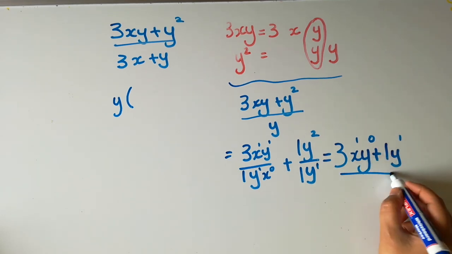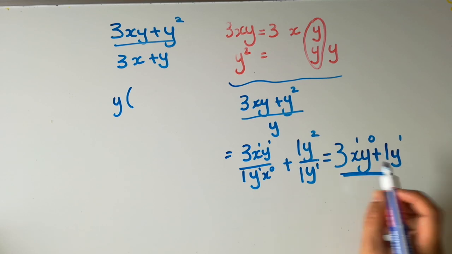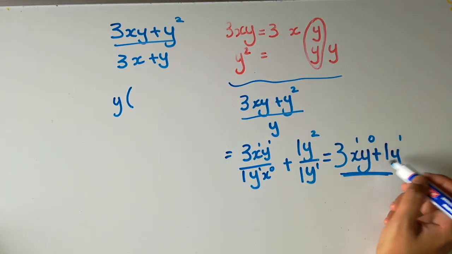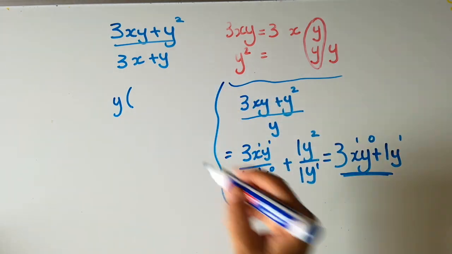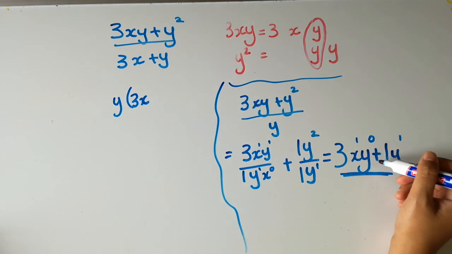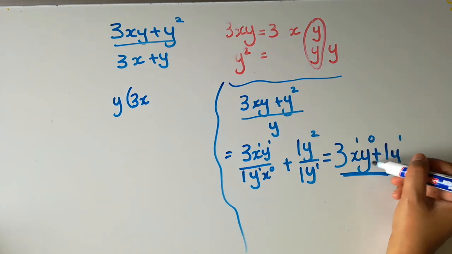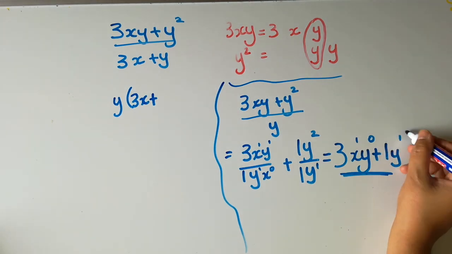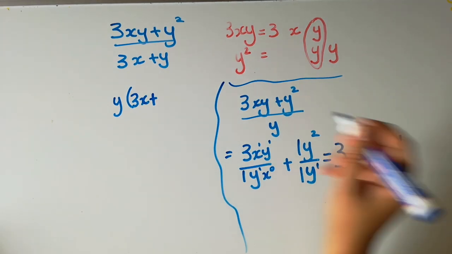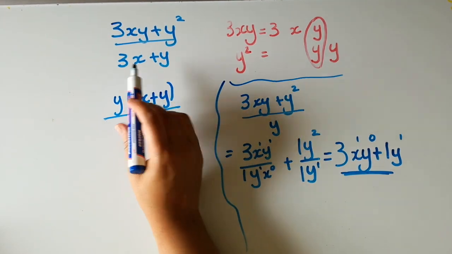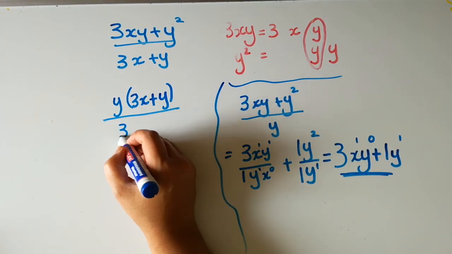Now I'm going to take this expression and rewrite it here without the invisible signs and numbers. So that's y into 3x. We don't put the y because y to the power 0 is invisible. Plus 1 is invisible, this one is invisible, so we're left with y over 3x plus y.